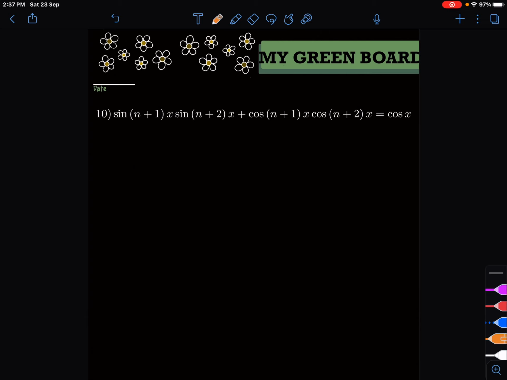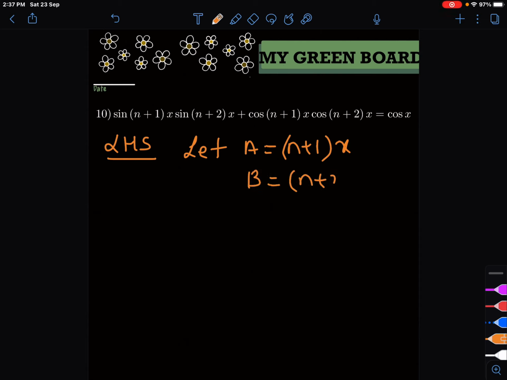So now let's take this LHS. Whenever a proof question is asked, please use the LHS and RHS and then solve. We'll do one thing. Let A equal to (n plus 1)x and B equal to (n plus 2)x. We'll take it this way. I think it will be easier for us now.